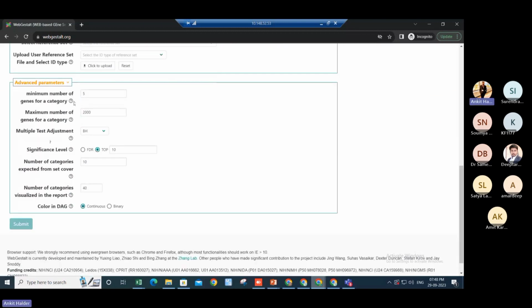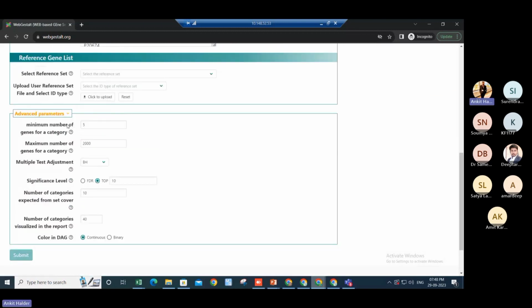Minimum number of genes per category. If you hover over this question mark, it will tell you what it requires. The category with a size less than this number will be removed during the analysis, based on the number of overlapping genes between the annotated genes and the reference genes list for the chosen method.